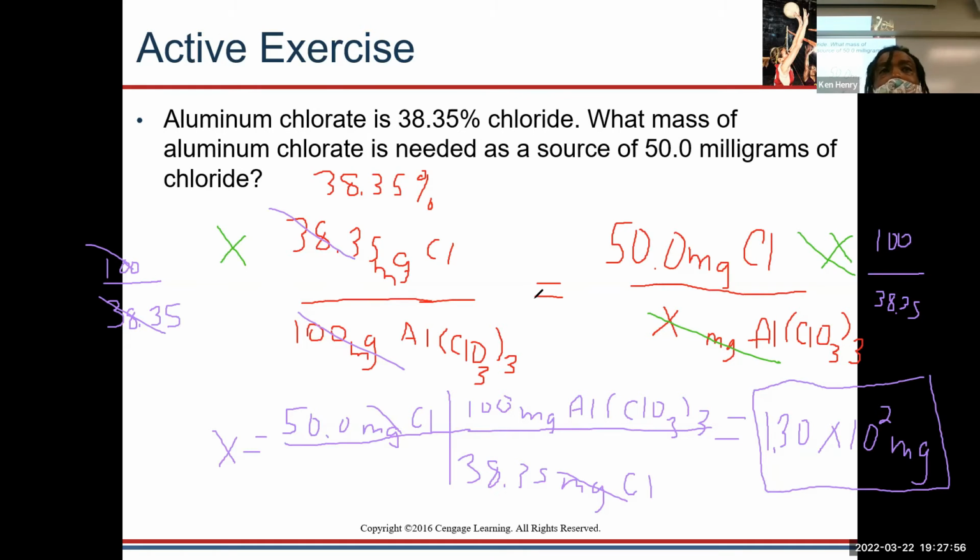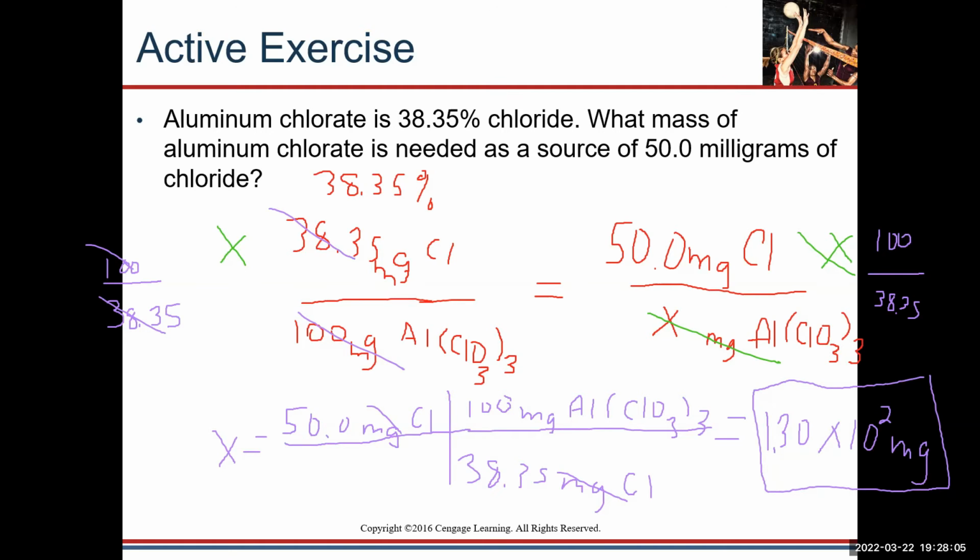Empirical formulas. Okay. How are you guys doing so far? Pretty good? I need sangria.